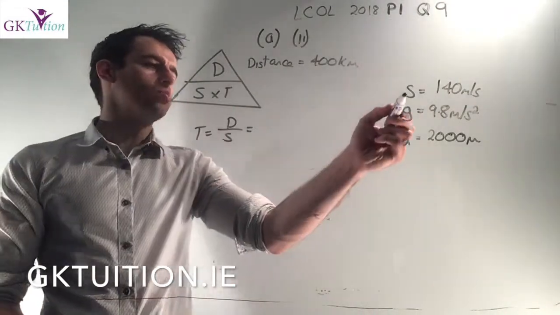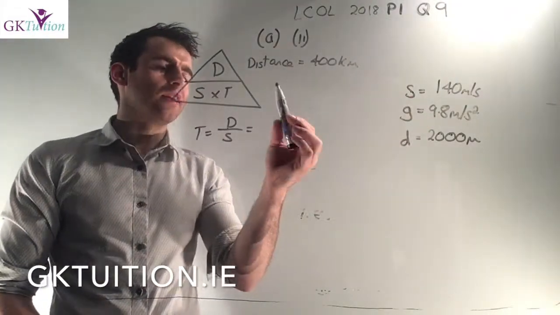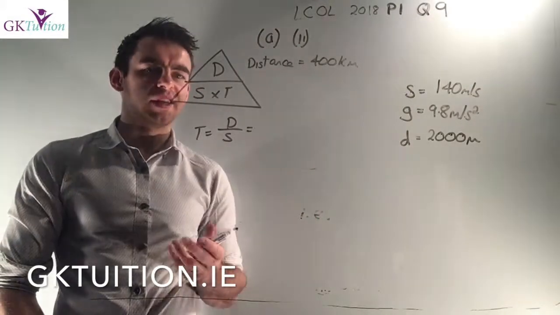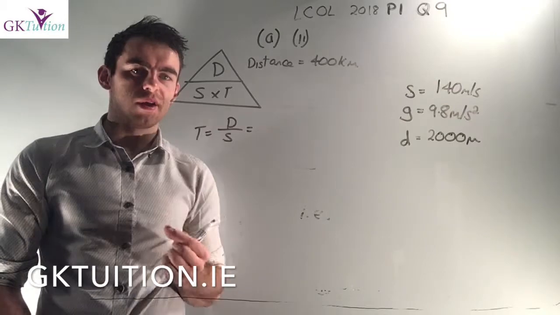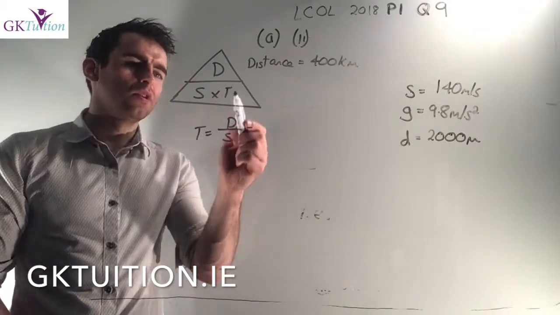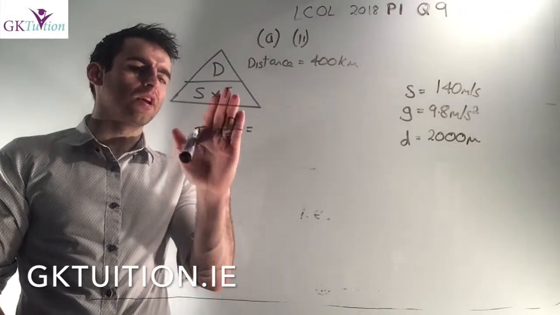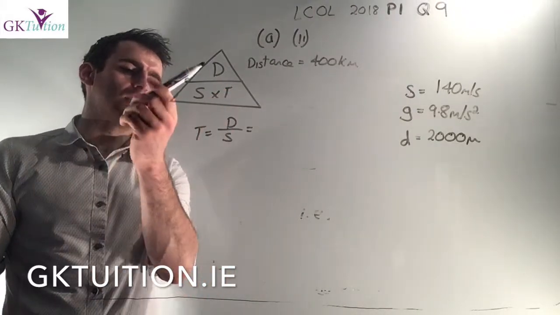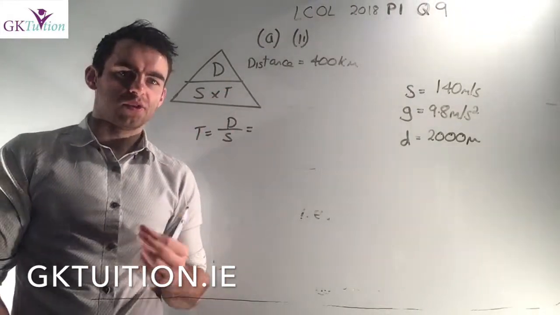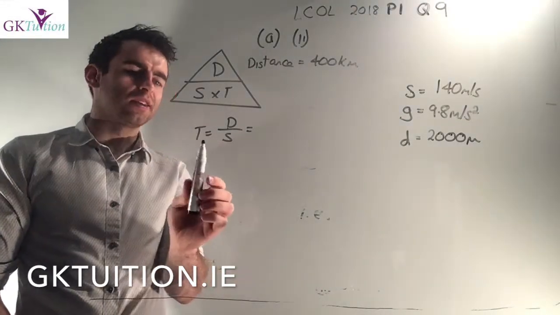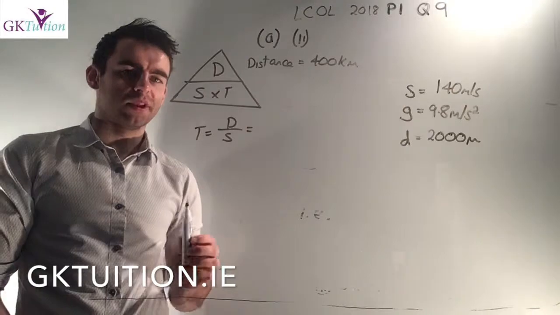So I know the speed of the tsunami and I know the distance away from land. If I know the speed and I know the distance, I'm able to work out how long it's going to take. So you should think of your distance speed time triangle. If you're looking for time, you cover time, that means it's distance divided by speed. So the time will be equal to the distance divided by the speed.